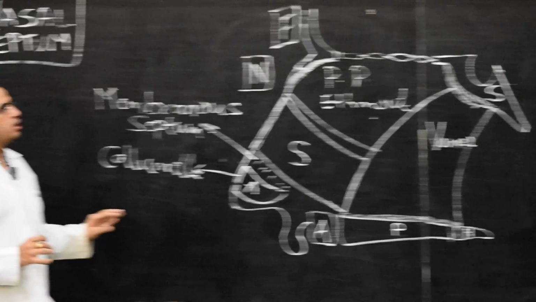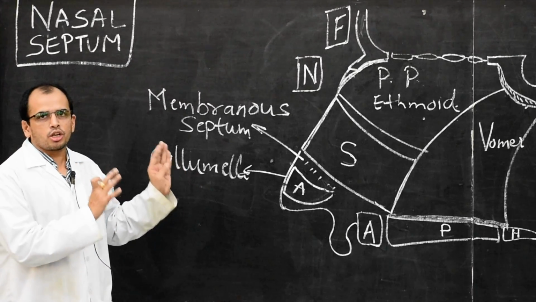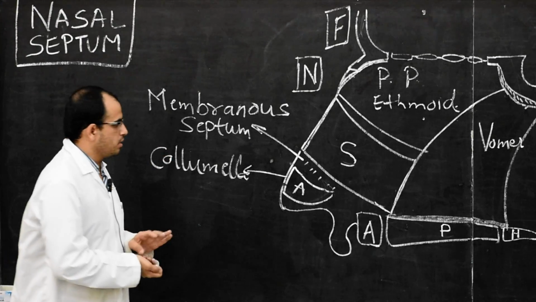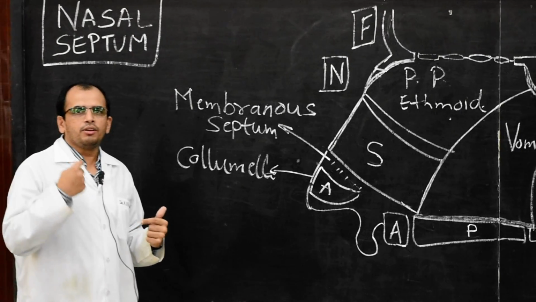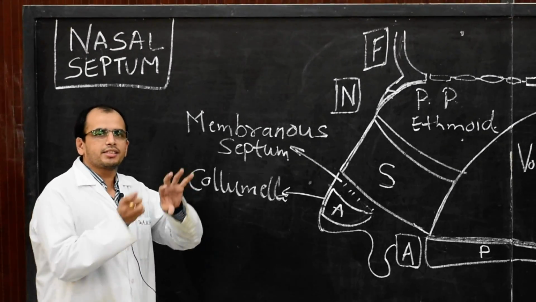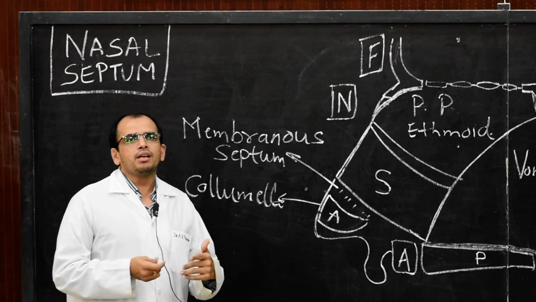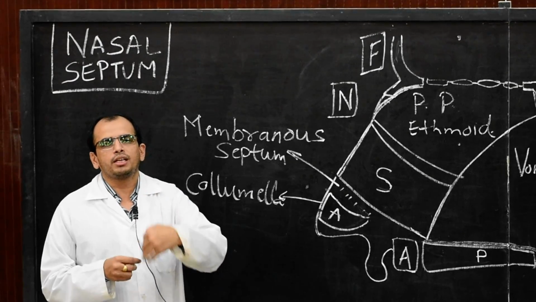So this is about the nasal septum, the structure of the nasal septum. Now we go on to the blood supply, nerve supply and lymphatic drainage of the nasal septum first, and then we will go to the similar things of the lateral wall.